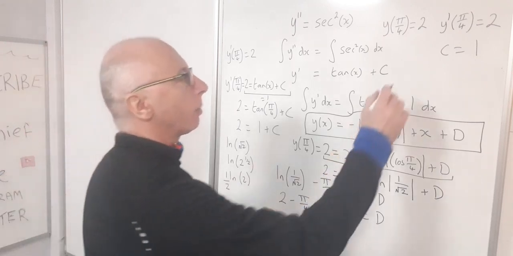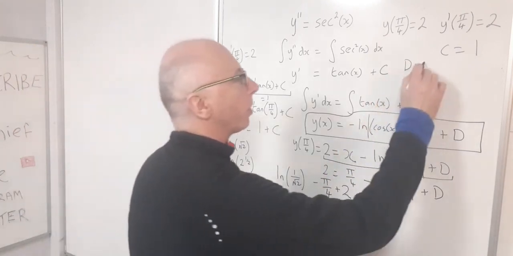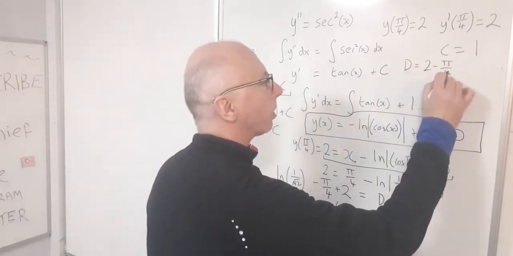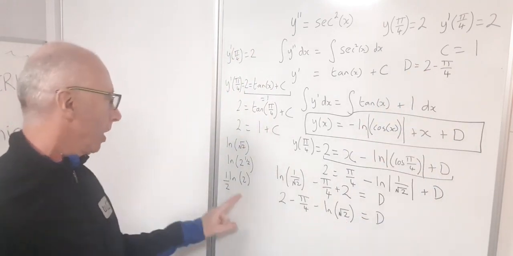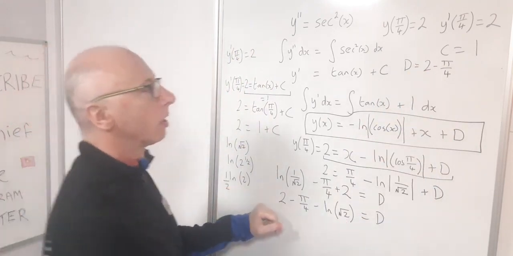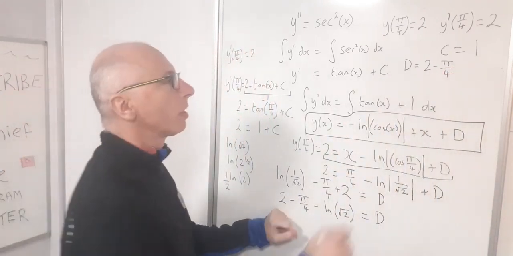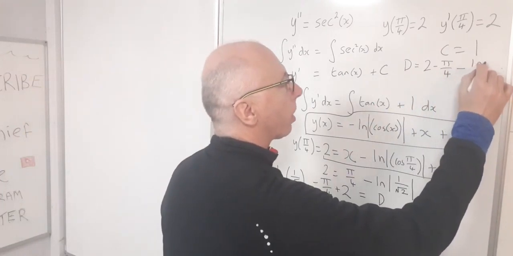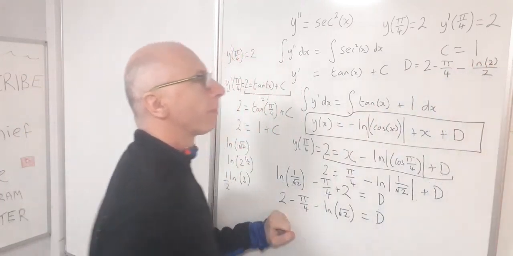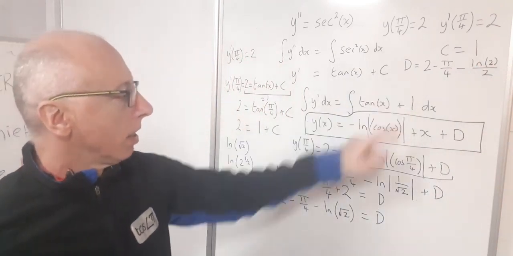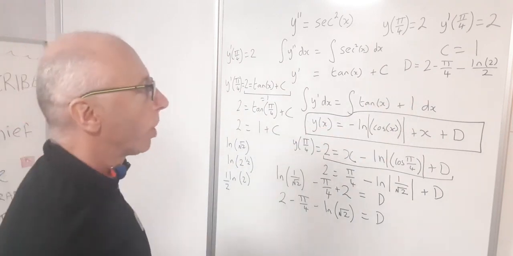So let's put my d up here now. So d equals 2 minus pi over 4. And then minus natural log of square root of 2 is just a half of log of 2. And the sign, don't forget, here is the minus. So minus natural log of 2 over 2. So that's my d. So let's take this off the board and then plug all that into my general solution.